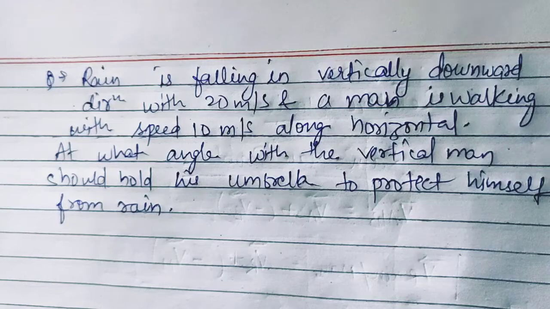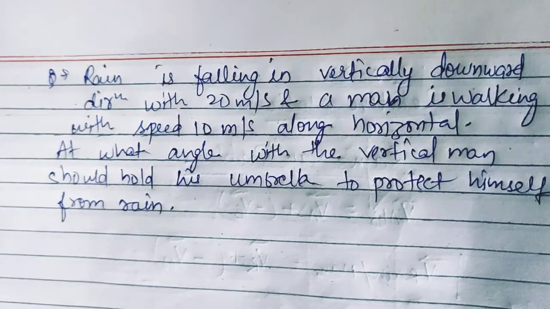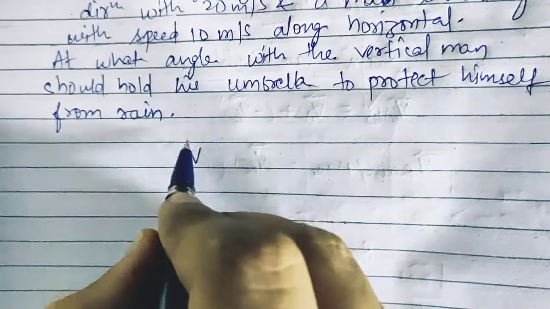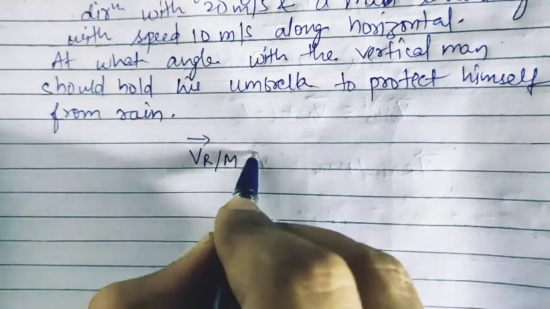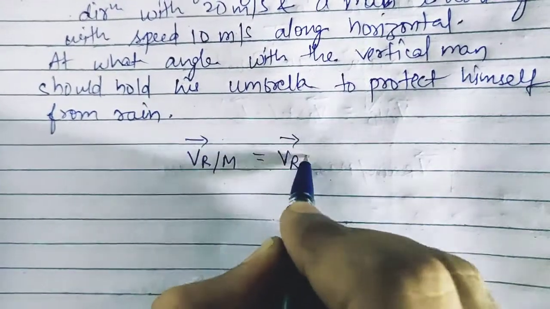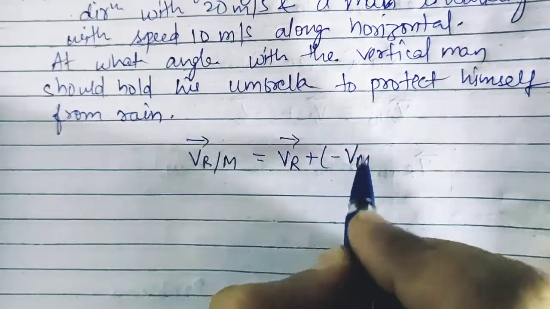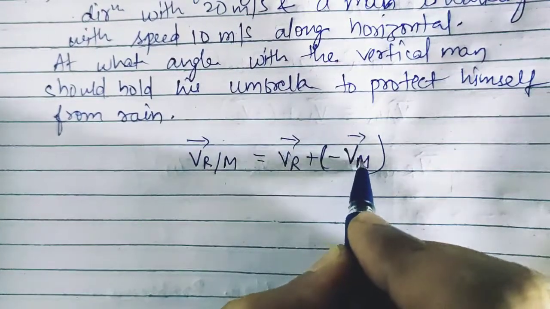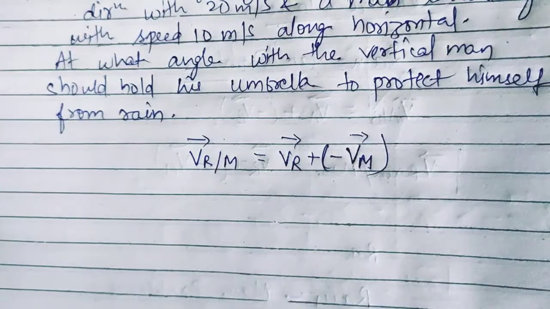Here we have that rain is falling vertically downward with a velocity of 20 meter per second, and a man is walking with speed 10 meter per second along horizontal. At what angle with the vertical should the man hold his umbrella to protect himself from rain? First of all, see what concept we have to use here. Velocity of rain with respect to man is velocity of rain plus minus of velocity of man. So you will have to apply negative of velocity of man to the direction of velocity of rain.